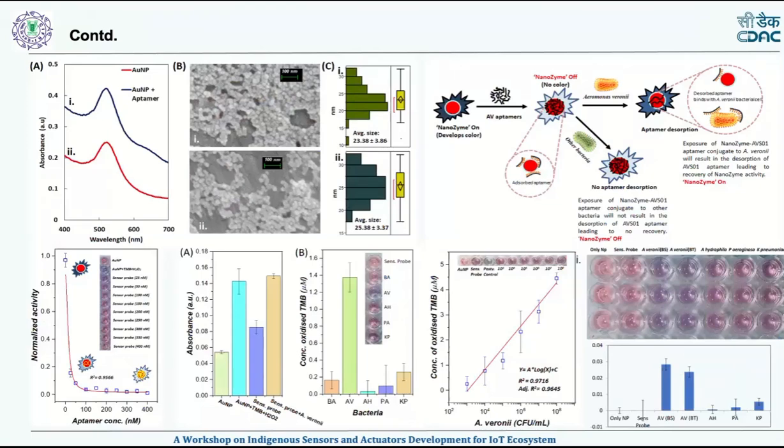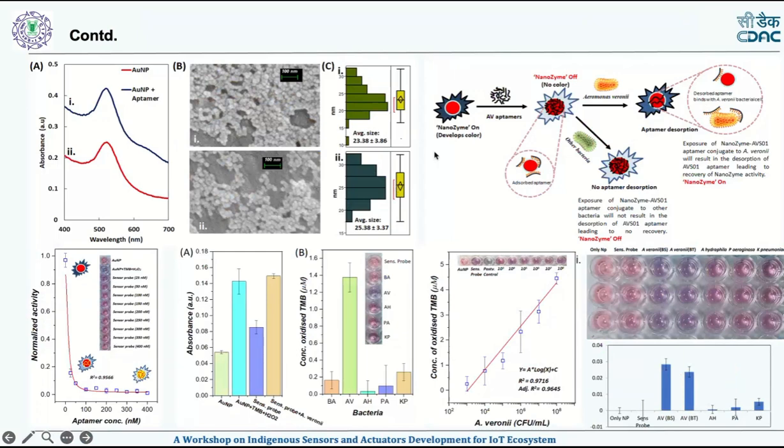this pathogenic bacteria. The principle behind it is that we have used gold nanoparticles. Previously we used iron nanoparticles, which show nanozyme activity, but here we have used gold nanoparticles, which also show nanozyme activity. Gold nanoparticles along with hydrogen peroxide and TMB produce a blue or purple coloration of TMB. If we adsorb this aptamer on the gold nanoparticle, it inhibits the formation of blue color.